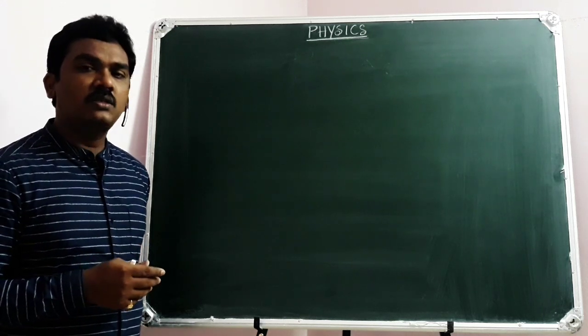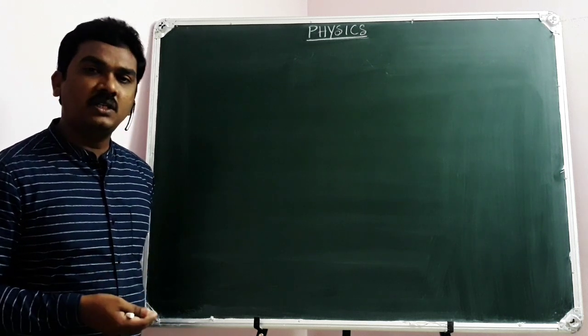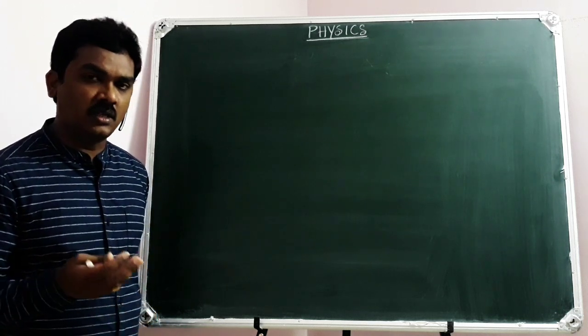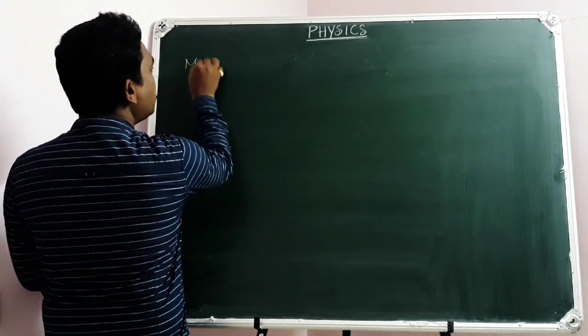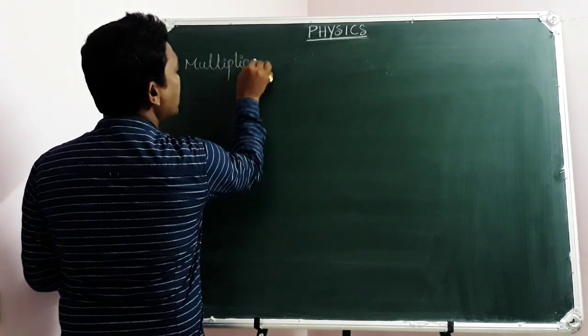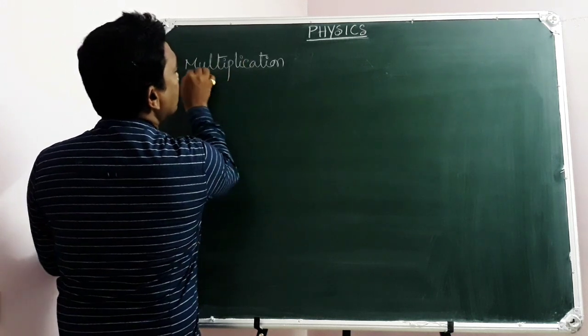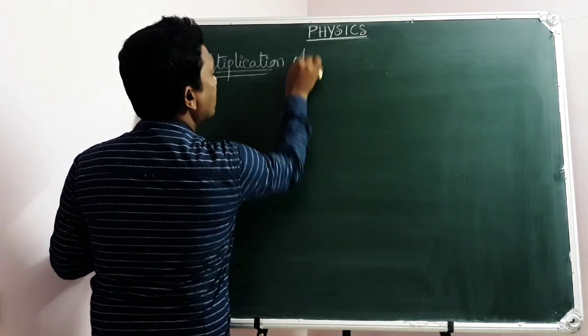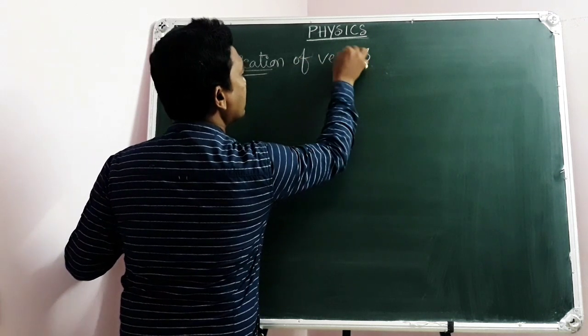But earlier to that, we are going to discuss one more operation in vector algebra among the vector physical quantities. It is all about multiplication of vectors. Of course, division of vectors was not yet defined. So we are going to discuss now multiplication of vector physical quantities.